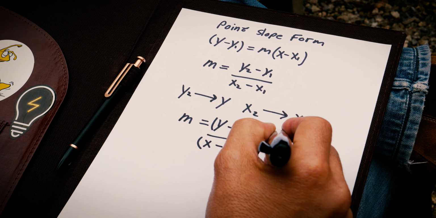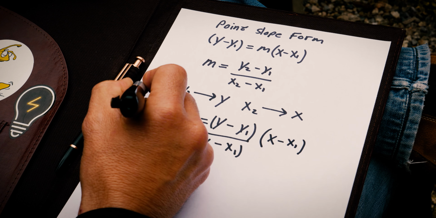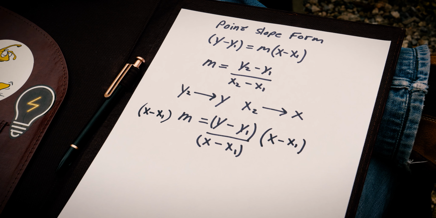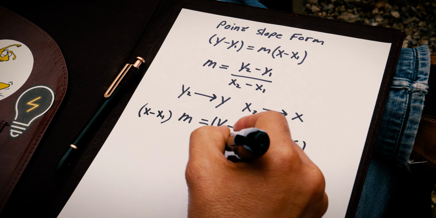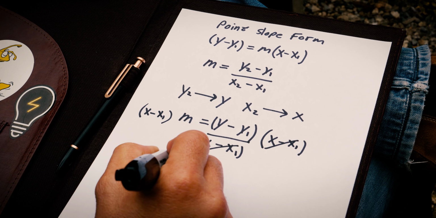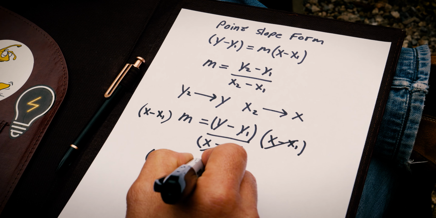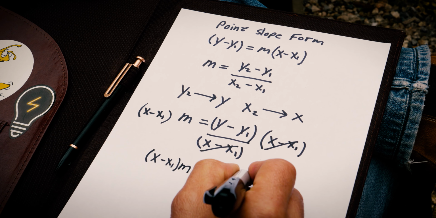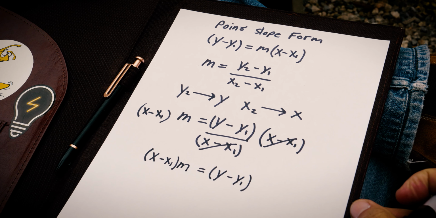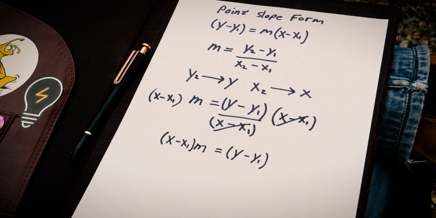Okay? From here, it's only a couple lines of algebra to get to our point slope equation. What we're going to end up doing is multiplying both sides by x minus x1. And we notice that we can cross out x minus x1 on the right side. Then we're left with x minus x1 times m is equal to y minus y1, which is pretty much our point slope equation. However, let's make it a little more pretty and get it to exactly the way that we started with. So we can just flip things around.